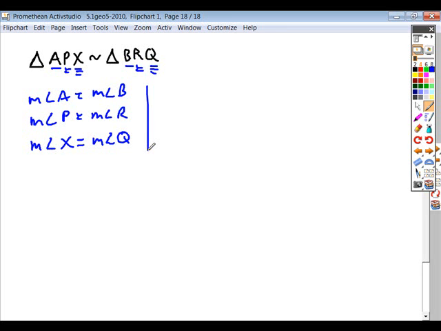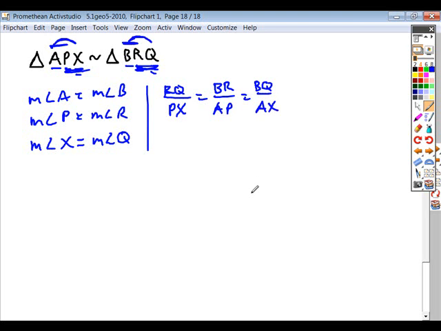And then we also have the ratio of parts. So again, depending on what you start with, and it can be anything. Let's say I start with RQ. RQ is the last two letters, so it corresponds to PX. In the same way that BR corresponds to AP, and in the same way as BQ corresponds to AX. And so you get those ratios all set equal to each other. Again, that's what proportional means. Right, so there's a couple different ways that you're going to see triangles set similar to each other.